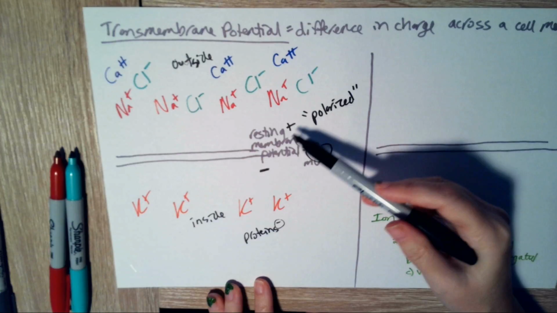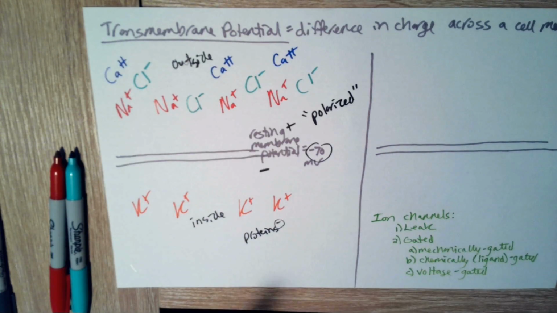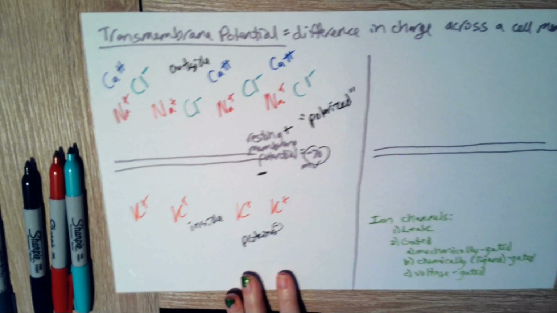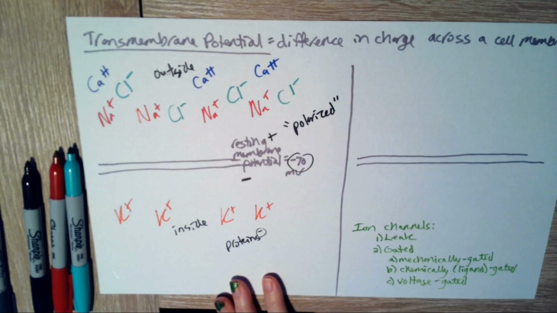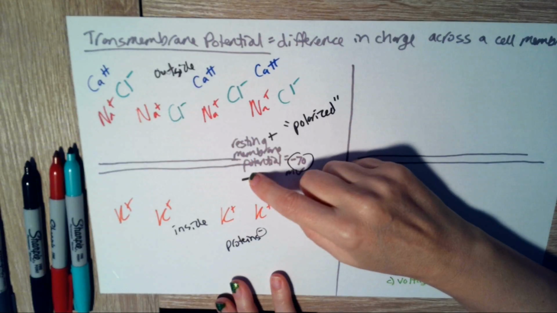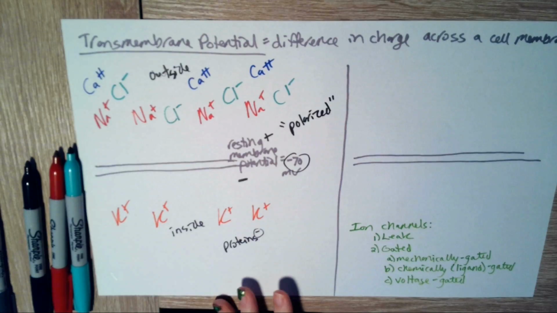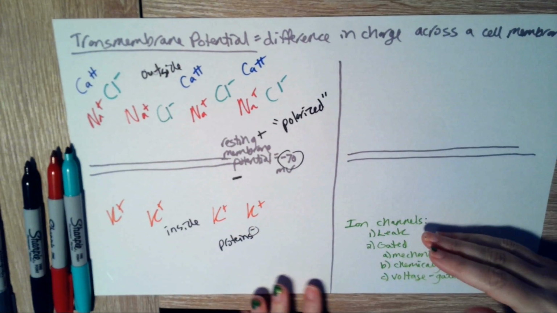So polarized. Okay. Now we know that it is not really realistic to think that this is just going to stay here, and if it did, you wouldn't do anything. You couldn't think, you couldn't contract your muscles, your heart wouldn't beat, nothing would ever happen if we couldn't move these ions across the cell membrane. And we know that they do, and that they need protein channels embedded in the cell membrane that allow the ion to move across.